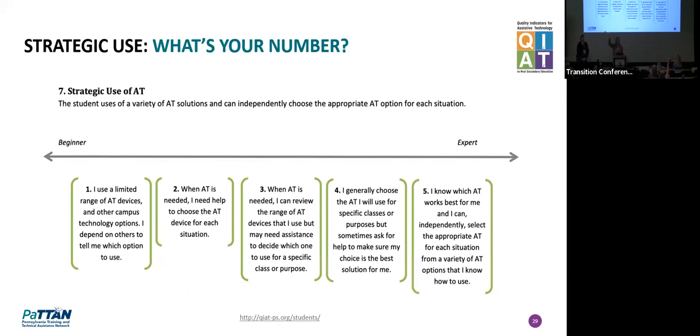All right, we've got a few more hands there. Good, good. Number 5, I know which AT works for me and I can independently select the appropriate AT for each situation from a variety of AT options that I know how to use. This is me personally. Honestly, every day, I personalize my user experience. How many people are 5s? All right, we got a few.